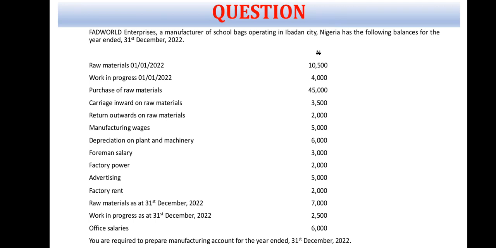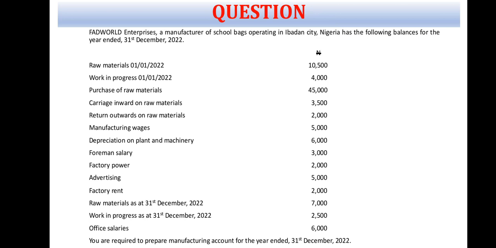Raw materials as at 31st December 2022 is 7,000 naira. Work in progress as at 31st December 2022 is 2,500 naira. While we have office expenses, 6,000 naira. You are required to prepare manufacturing account for the year ended 31st December 2022. So we are going to prepare the solution for this question.